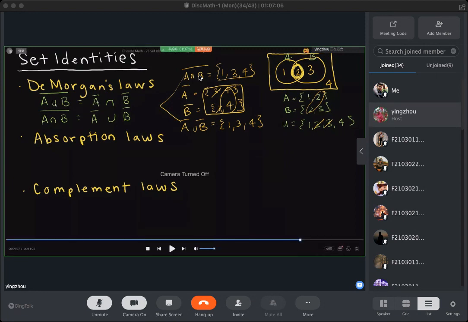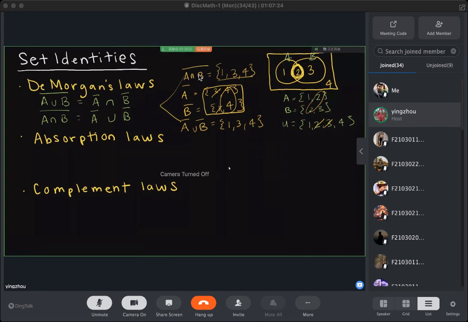For the set operator, union just changes to intersection, and for the B, it just changes to the set complement. And here it is similar.